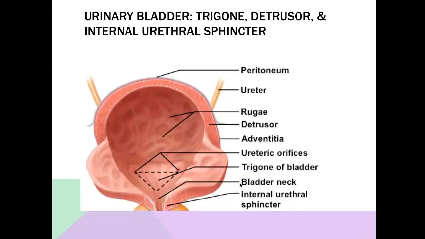Once it gets to your urinary bladder, you will have orifices in which the urine will move from the ureter into the urinary bladder. Now this area, if we draw a line from each of the ureteric orifices and lines down to your internal urethral sphincter, it forms a triangle. And this triangle is known as your trigone. It's kind of the pathway that urine will take in order to empty out the body.